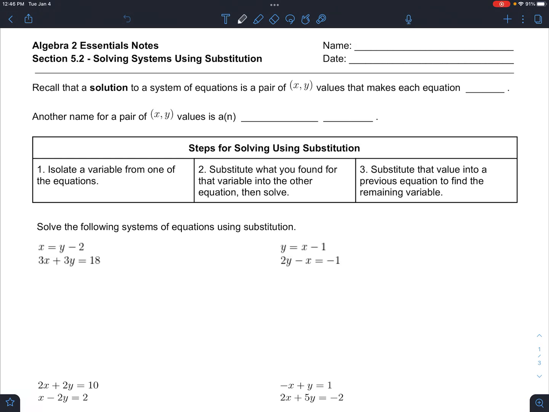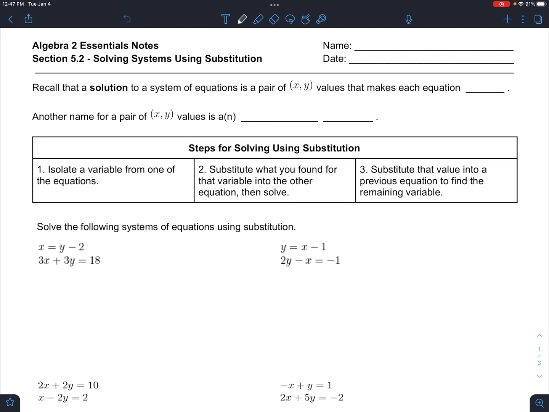Okay, hello. We're going to be working on substitution today, which is another way to find the solution to a system of equations. Now, what that means is we're trying to find an xy point that makes two equations true at the same time.